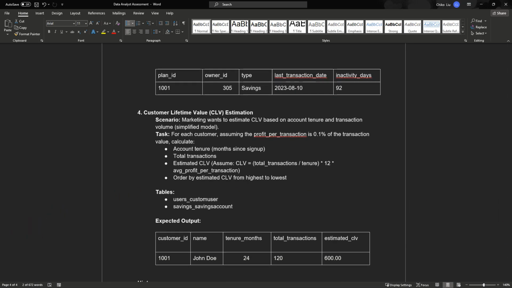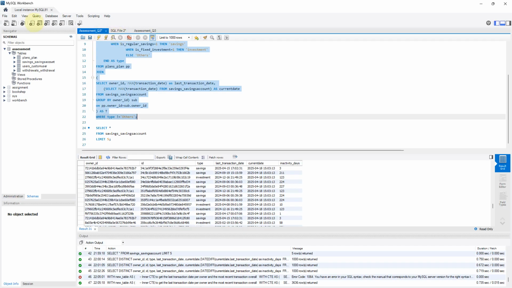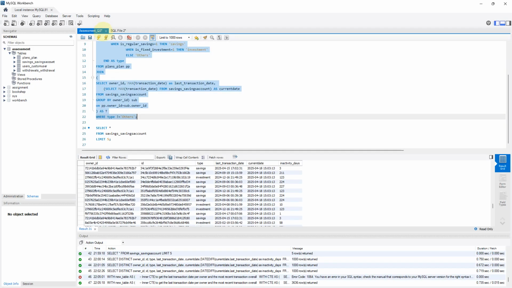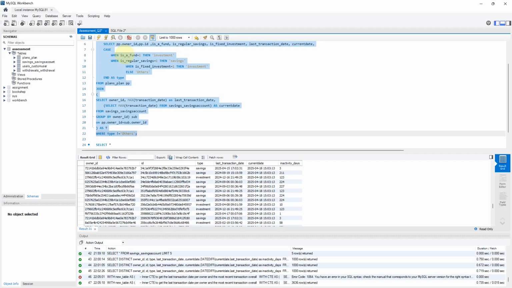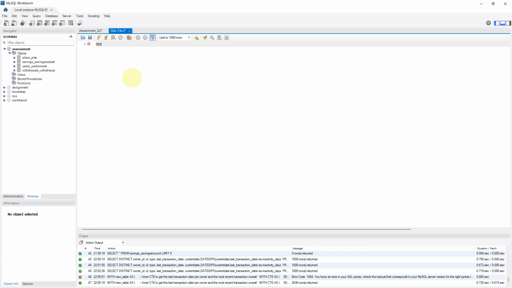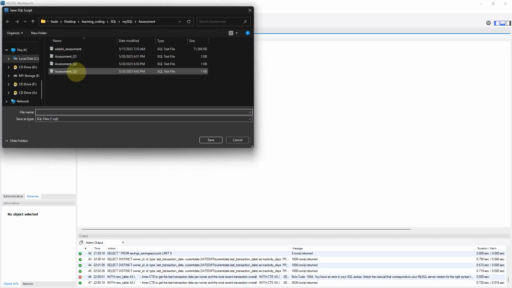And so I am actually going to create a new file for question 4. Maybe I'll use Control S to save, and I'll just save it as question 4.